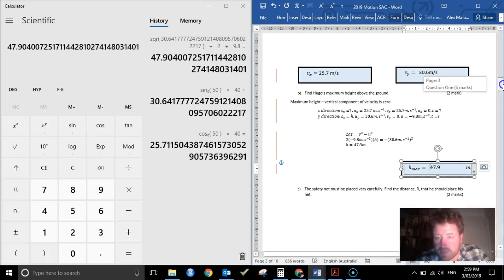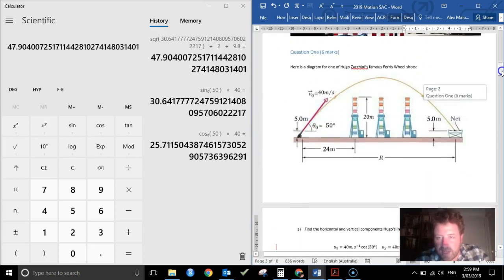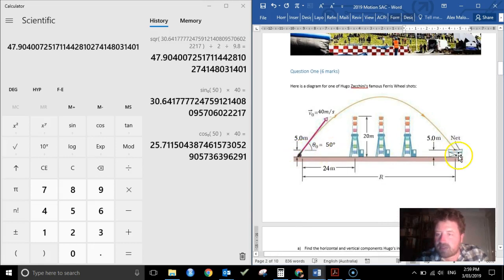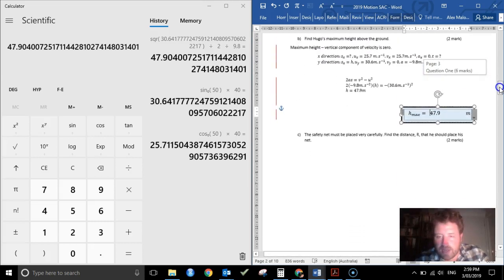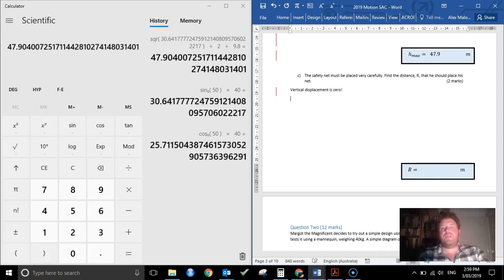Okay, next question. Safety net's got to be placed really carefully. We've got to find that distance R. So looking at the diagram, what is R? That's the horizontal distance we've gone when the vertical displacement is 0. So we're going to plug in, so what is it? It's the vertical displacement is 0.